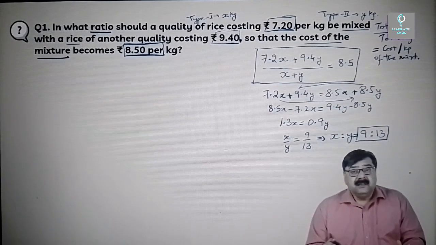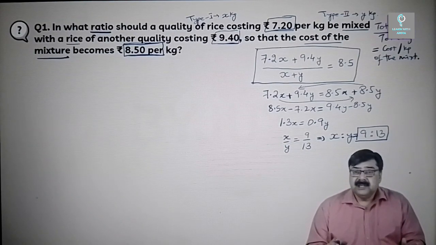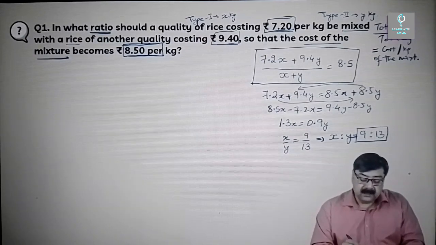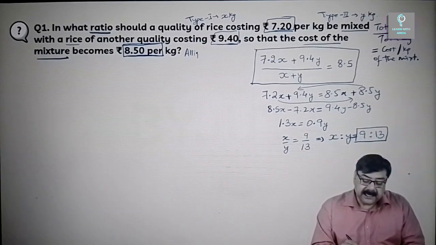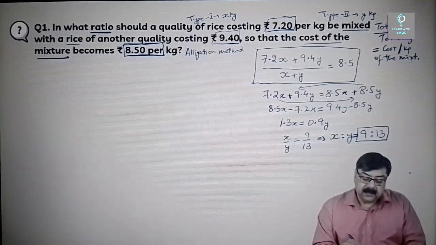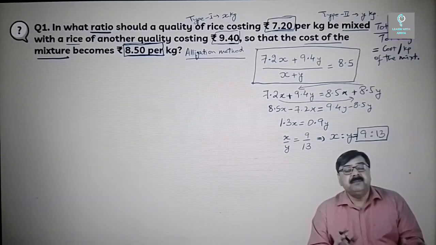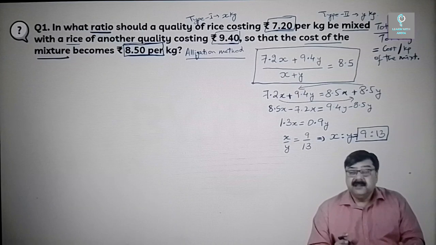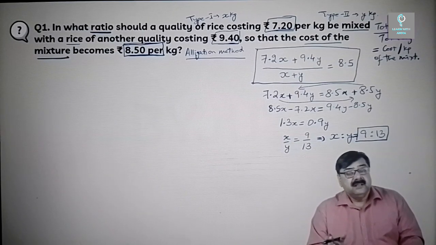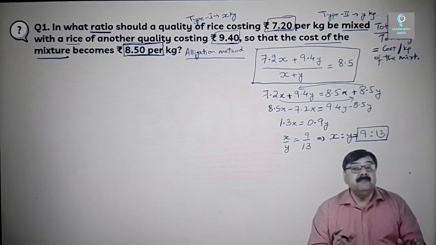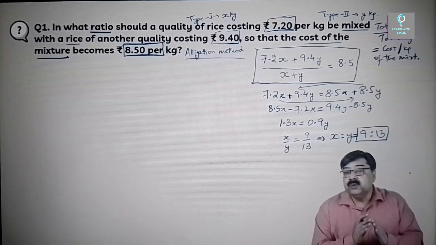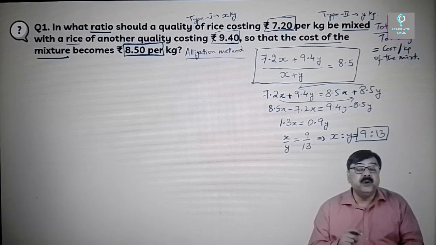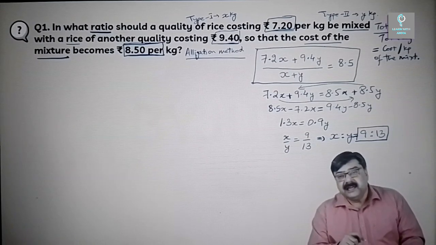Now there is another method which is much faster and shorter and requires a lesser amount of calculations. That is known as the alligation method. Now this is to be used whenever two types or two varieties of an item are given, their individual costs are given, the average price of the mixture on mixing those two varieties will also be given, and you have to find out the ratio between the quantities of the two varieties.